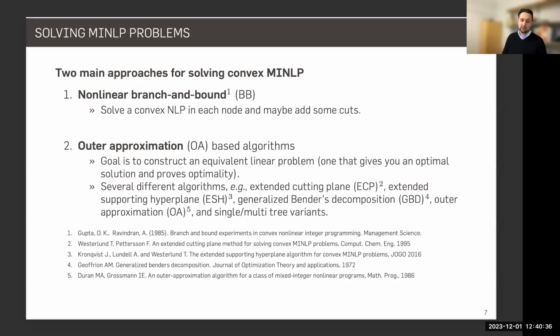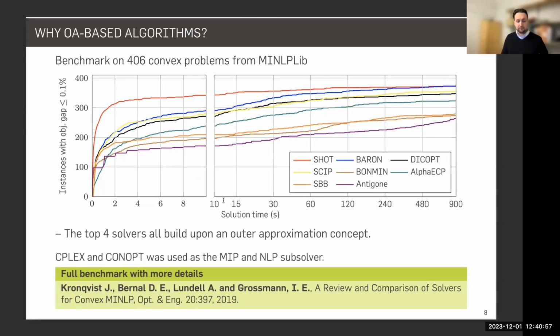Here, the goal is to construct an equivalent linear problem, one that gives you an optimal solution and also proves optimality. There are several different algorithms, for example, extended cutting plane, extended supporting hyperplane, generalized Benders, outer approximation. There are single and multi-tree variants of these. And by single tree, I basically mean you do branch and cut. I will be focusing on outer approximation-based algorithms.